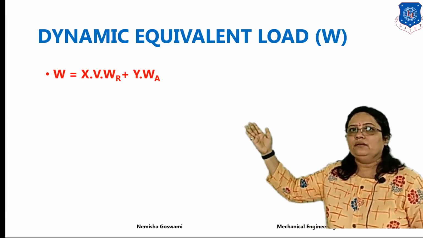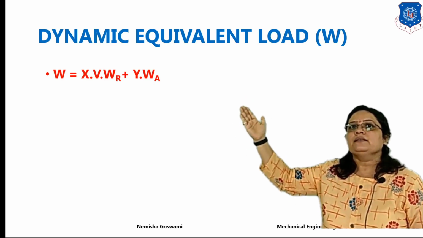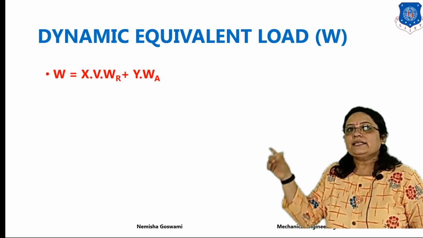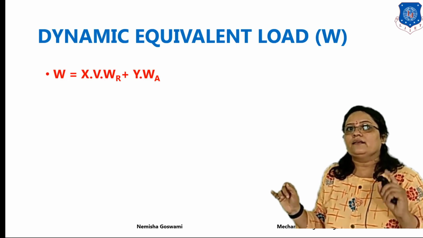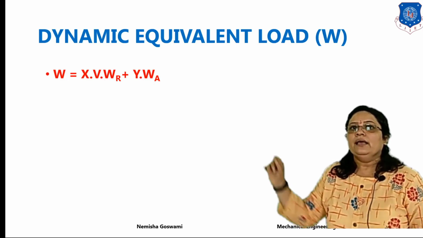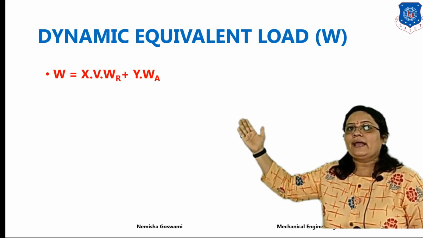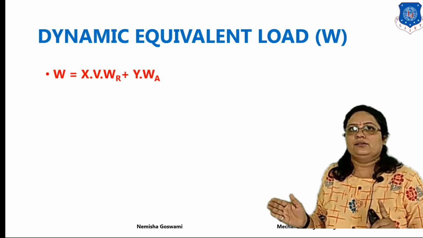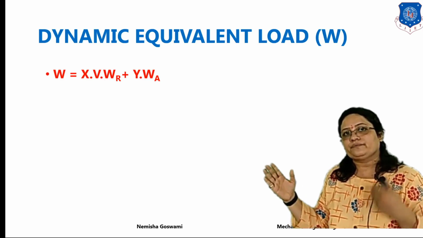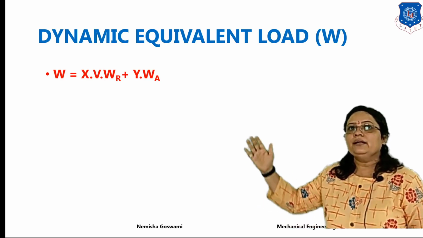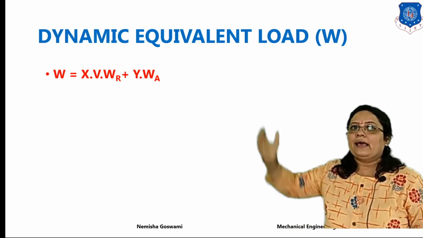Now how do we find it? By using the equation for dynamic equivalent load: W is equal to X V WR plus Y into WA. What are X and Y? We have seen that X0 was the radial load factor for the static loading condition. Here X is the radial load factor for the dynamic condition, and similarly Y is the axial load factor for the dynamic load condition. WR and WA indicate the same thing, radial load and axial load.